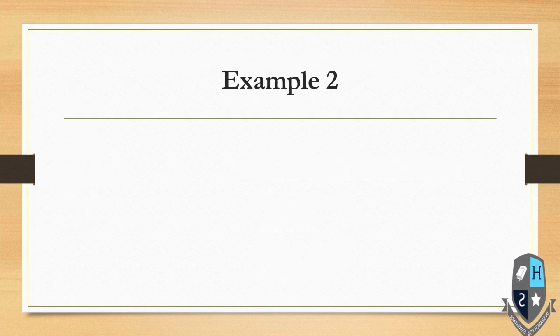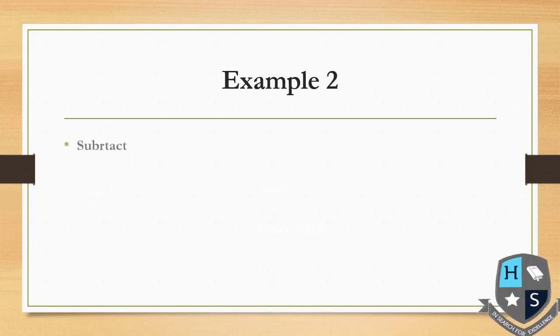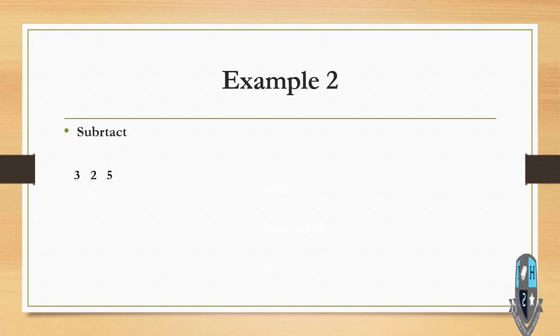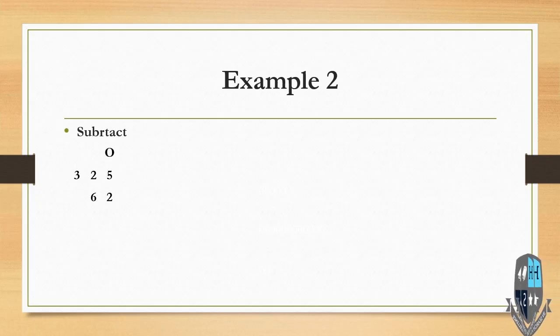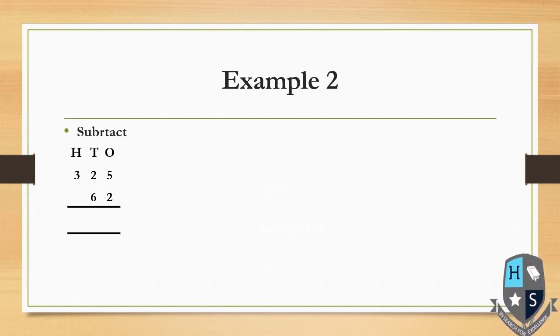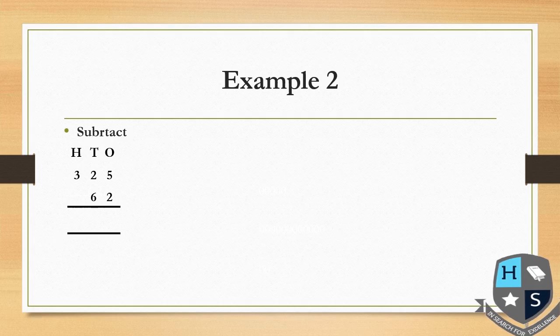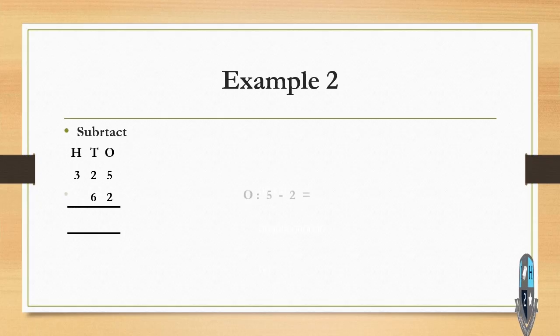Okay dears, let's continue with our examples. This is the second example. We have 325 take away 62. As I said before, before we start subtracting our question, we should begin with writing the place values. Let's begin from ones, tens, hundreds. Now, do you remember what I said after writing the place value of each digit? I hope you remember. Okay, let's begin with ones.